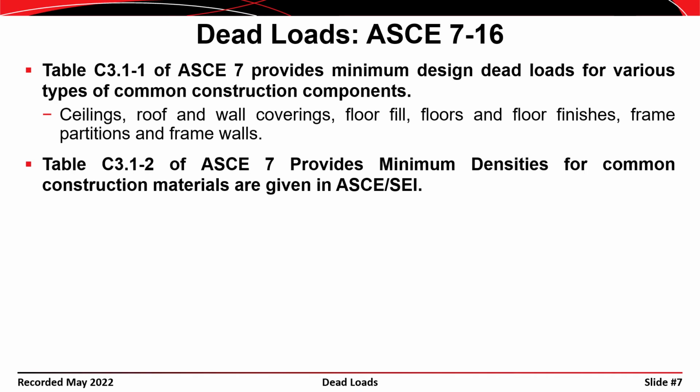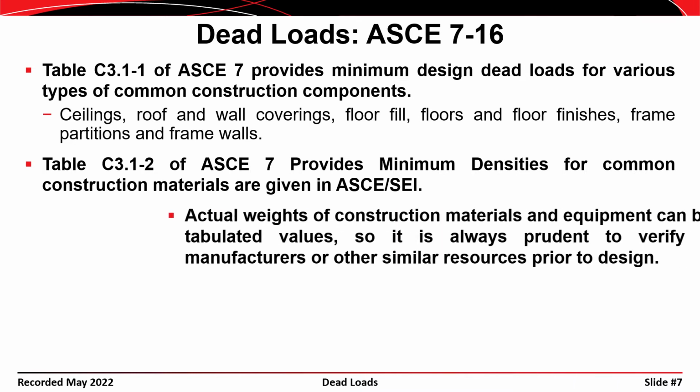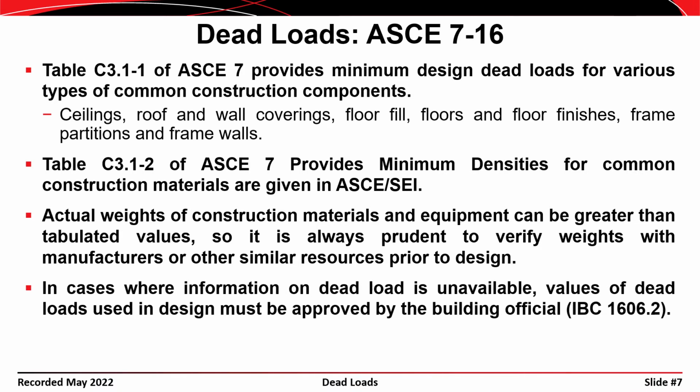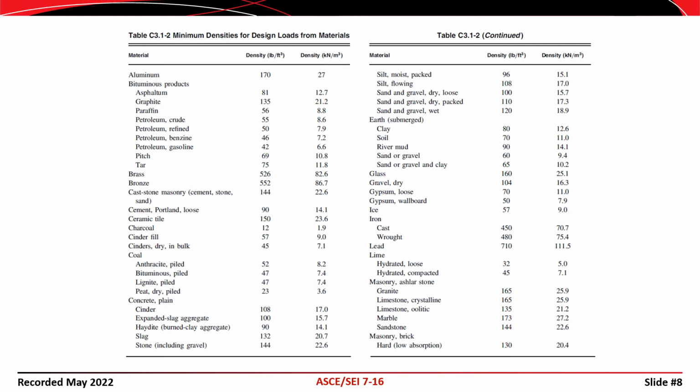Also included in the commentary to Chapter 3 of ASCE 7 is a table that provides common material densities for materials that are used in construction. It's important to bear in mind, though, that the weights of these construction materials can vary, so it's a good idea to verify them as part of your design process. And there's a note that says that in cases where information on dead load is unavailable, then you must get approval of the building code official in order to use those weights. And this slide provides an example of what that Table C3-2 is going to look like.